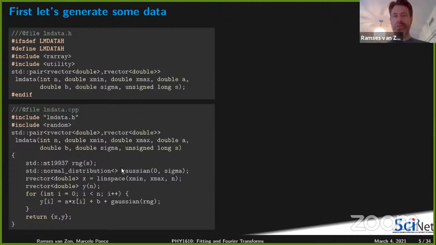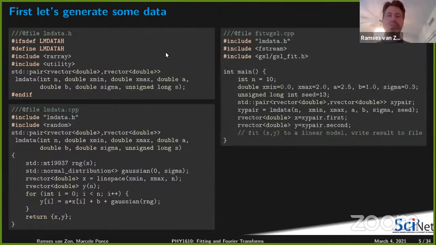So to use this in a function, this is our LM data module. We include the LM data header. We're going to write to a file, and we're going to use GSL to fit things. So I just added those header files here, but they're not used yet. And then I define my parameters.